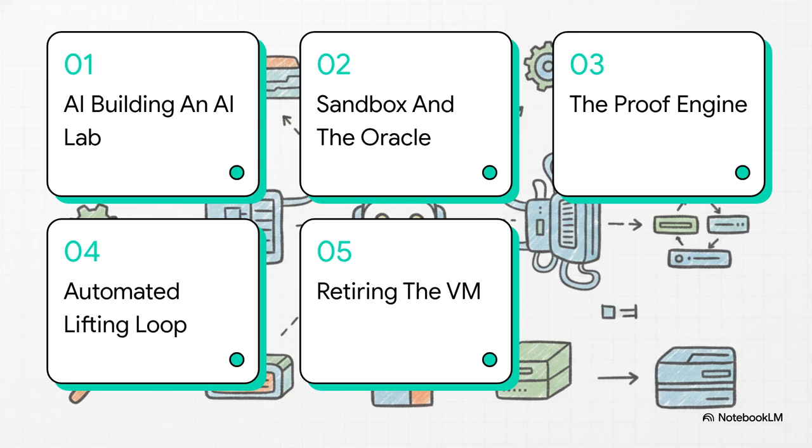So let's take a quick look at our blueprint for today. We're going to start with how the AI builds its lab, then we'll move into the strict rules of the Oracle, explore the proof engine, walk through the automated lifting loop, and finally, we'll see how this AI graduates its creation into a standalone modern port. All right, let's get into it.